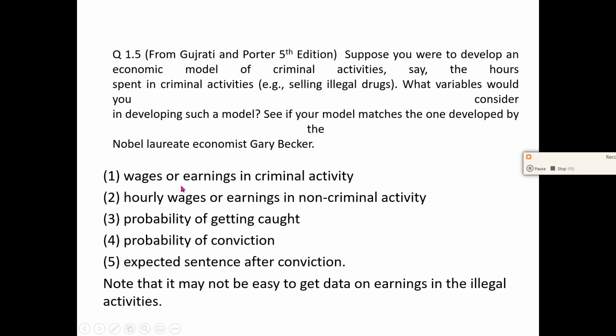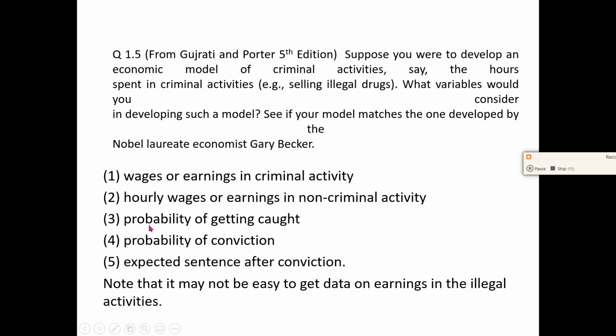So one of the factors is the wages or earnings in criminal activity. For example, if, God forbid, I start doing some criminal activity, I will think about what benefit I will get from it, that is, what amount of money I will get. Then I will think that if I can earn, let's say, $10 from this criminal activity, is it possible that I can earn more than $10 in some other non-criminal activity? Then why would I take the risk of indulging in criminal activity? So the wages I get in alternative non-criminal activities are also important.